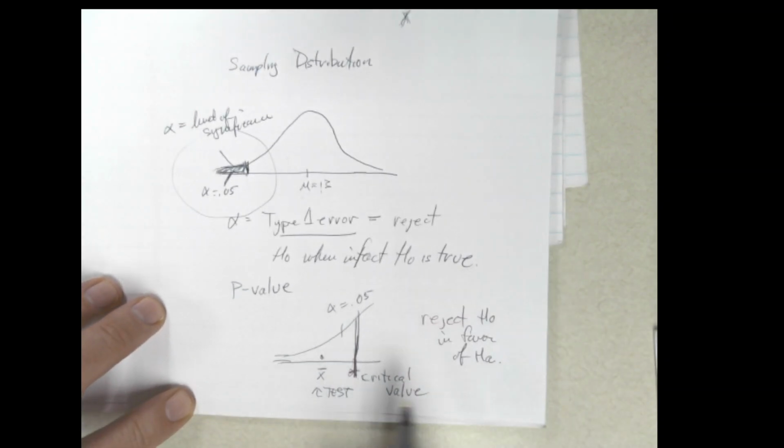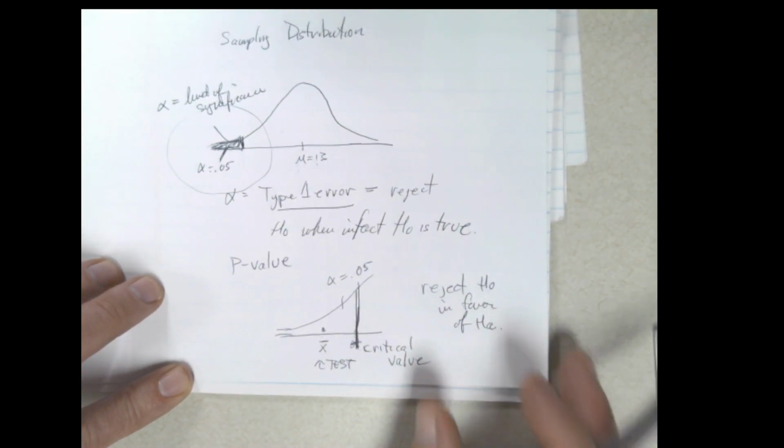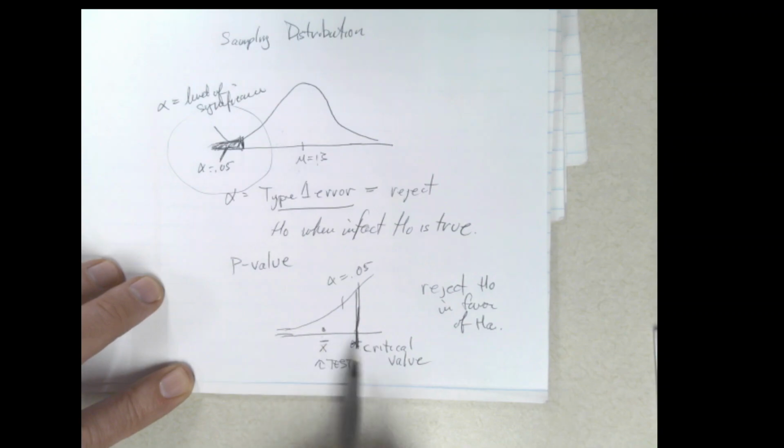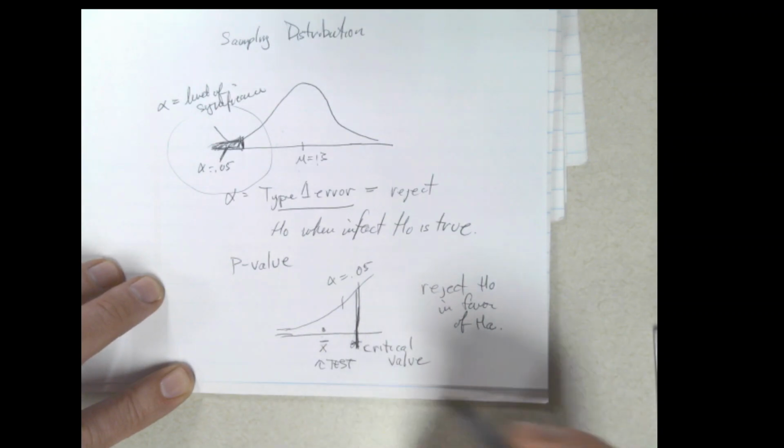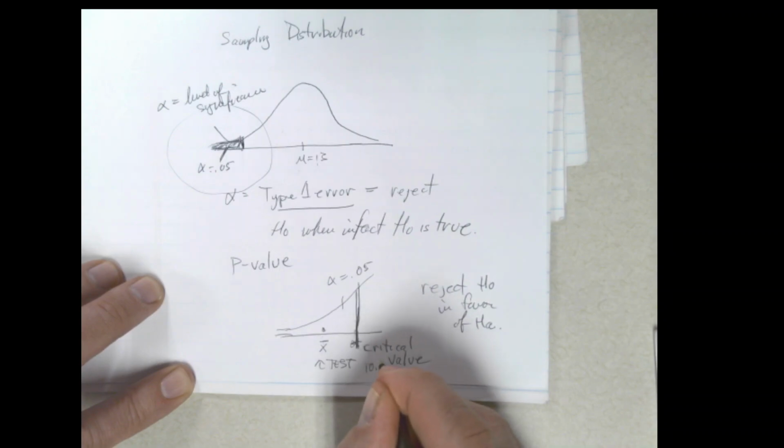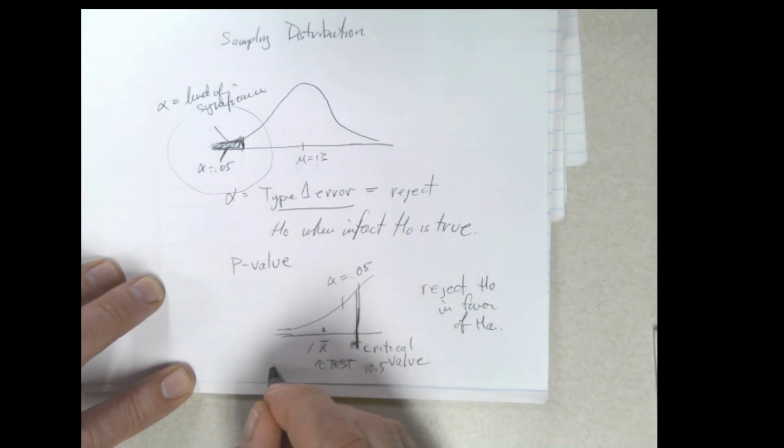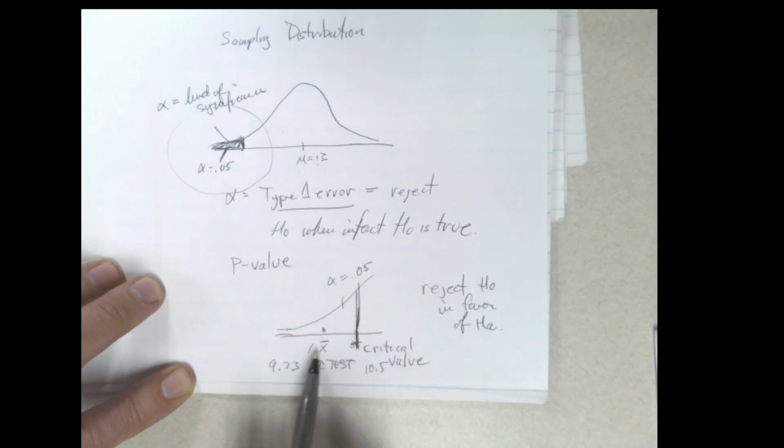So I can only reject this if I assume this is true and I get a data point, a test statistic, down here. That's how it works: you compare your test statistic with the critical value. Let's put some numbers in here. I'm making these up. This is 10.5, and this one turns out to be 9.23. If I got the 9.23 and it was less than the critical value, I'm going to reject H0 because it's not likely I would get something in that region.